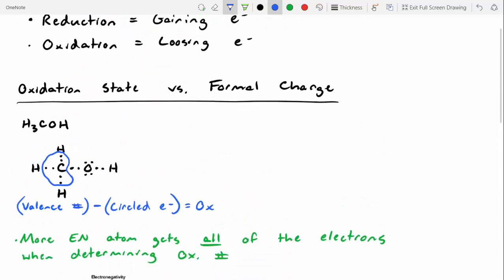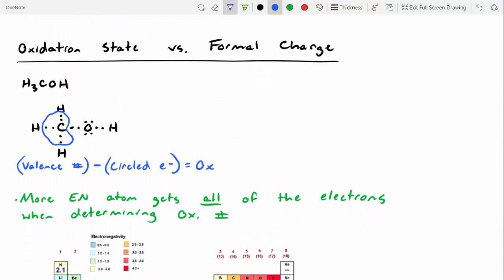Oops, shoot, where'd it go? So we've got 4 electrons as its valence. How many circled electrons? 6. So its oxidation number is going to be -2.